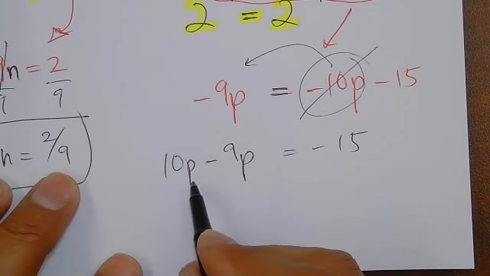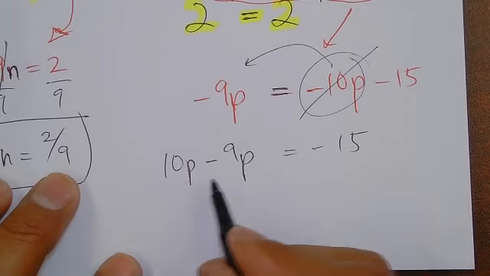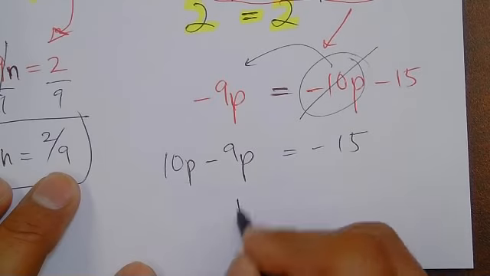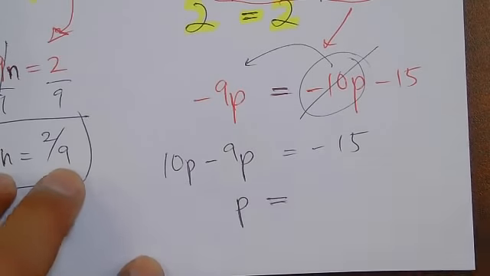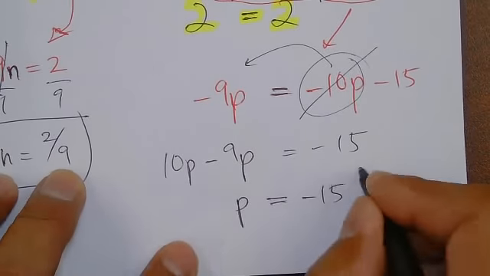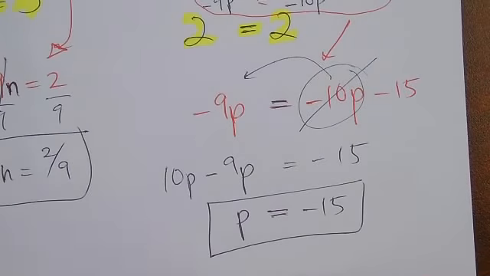What's going to happen? You're just going to get p, like 1p, right? Like 10 take away 9 is 1, so just p. Isn't it true we're just going to get p, which is what we want? P by itself, or the variable. Everybody get the answer? P is equal to negative 15. All right, let's see if we can do another one like that.